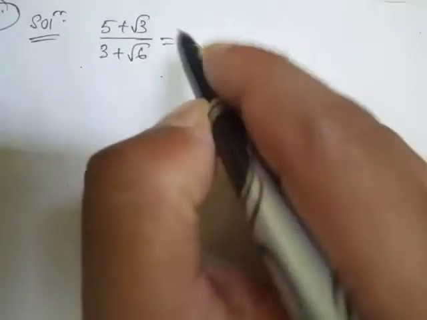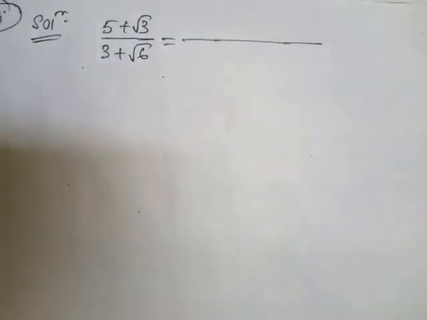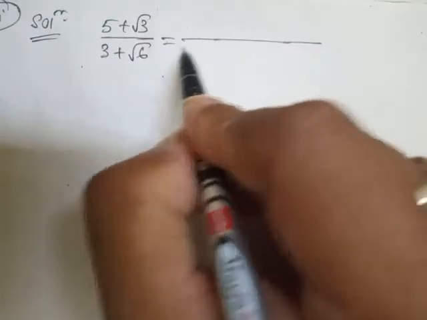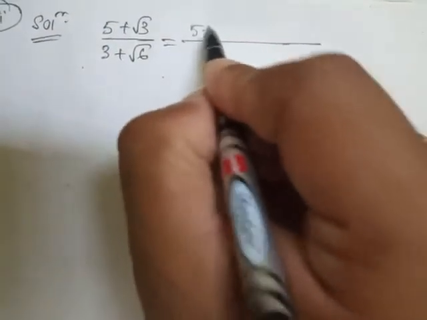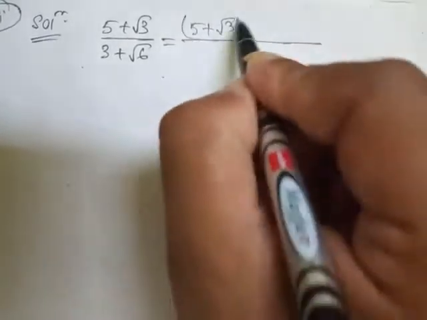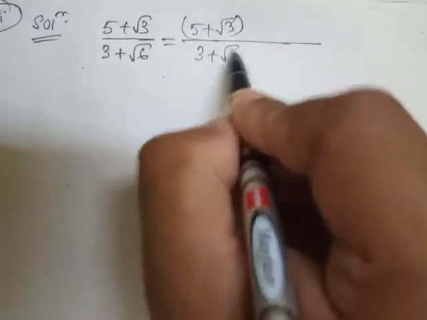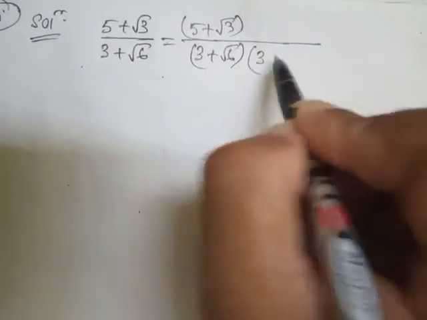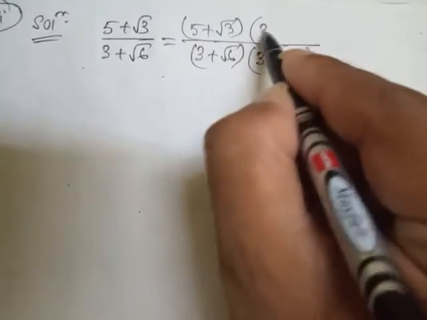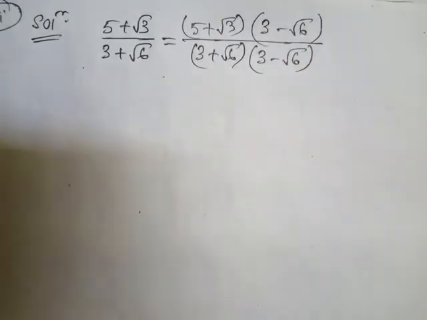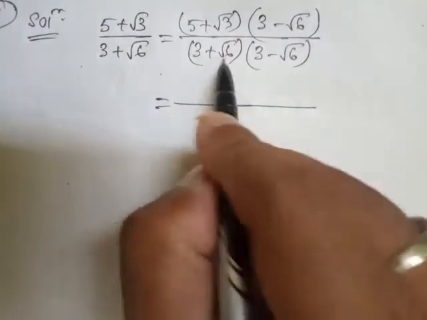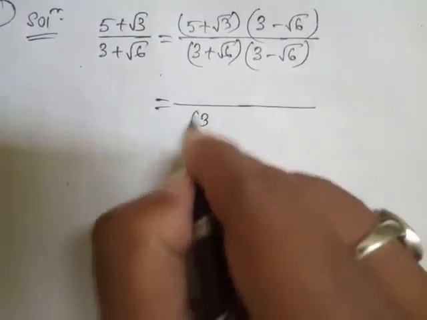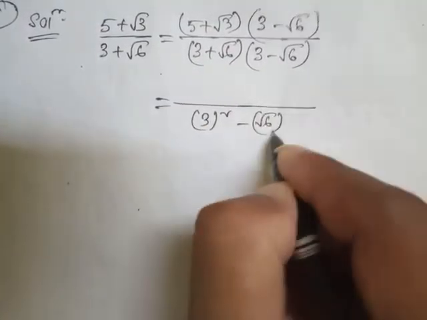Okay, now next one is we'll go for the solution of 5 plus root 3 over 3 plus root 6. Now look, again we'll go for the rationalization. So 5 plus root 3 will be here. Now 3 plus root 6 and here 3 minus root 6. Again here also 3 minus root 6. Now if we go for the rationalization, then a plus b, a minus b. So 3 square and root 6 square.